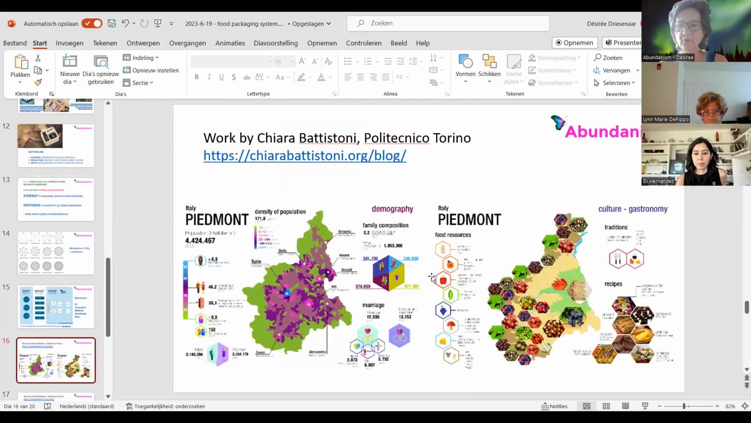So here I have a few things for you, Diana. You just came in right on time, because this is also how they sometimes make it visible. This is work from my Italian friend Chiara Battistoni. The Politecnico Torino has a whole education system around systems design. They really look at demography. What are we making the system for? Who are we making the system for? They look at cultures, they quantify it, they qualify it.